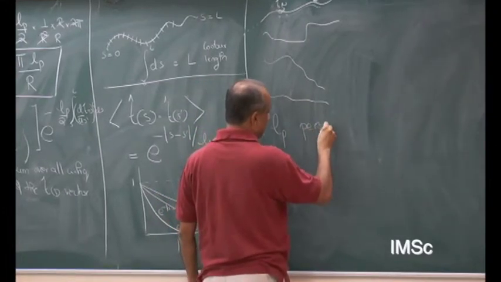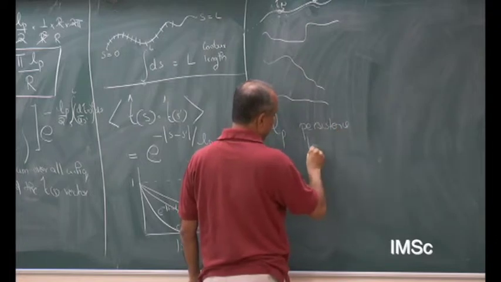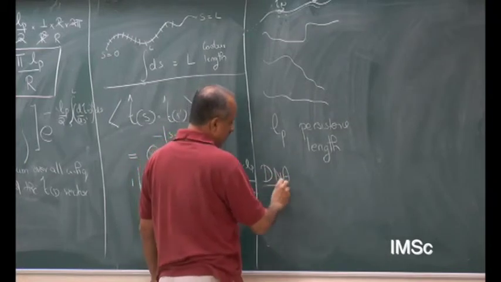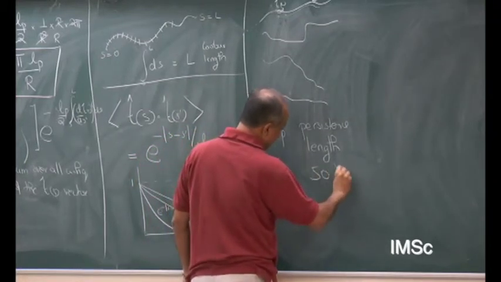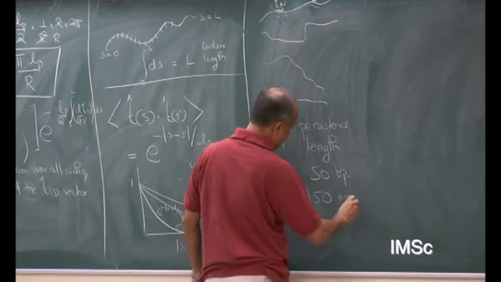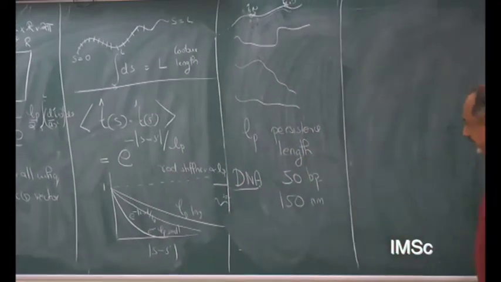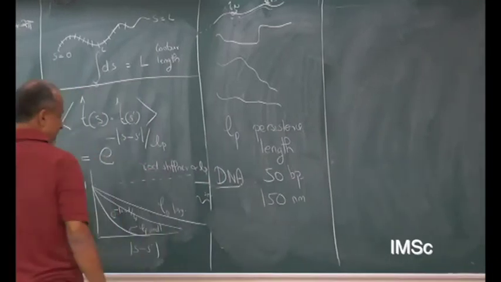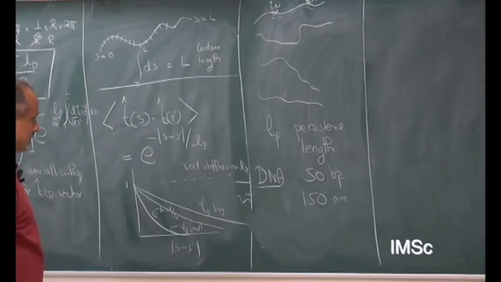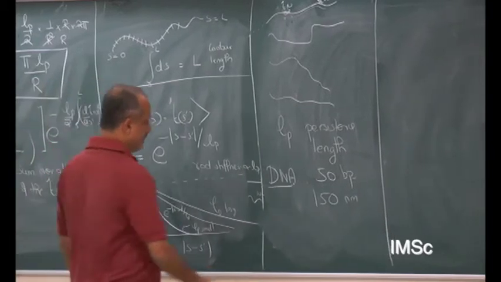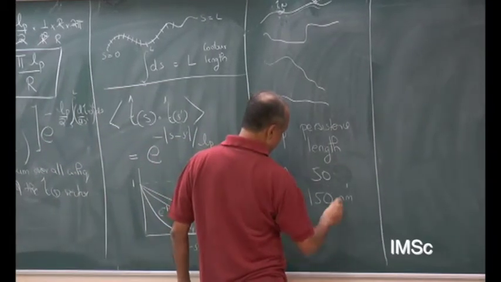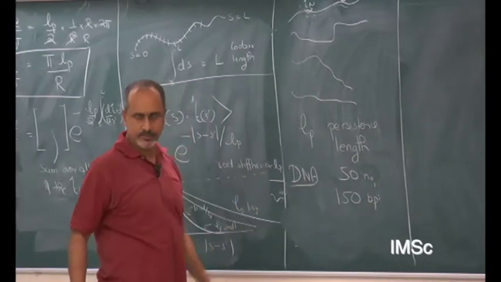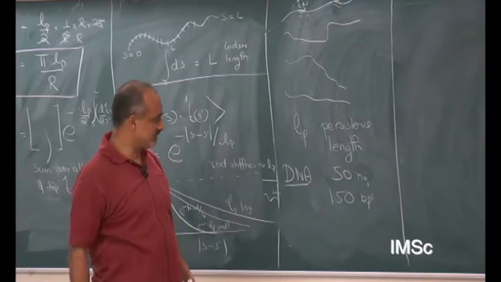And we might come across this persistence length again. For DNA, the persistence length is about 50 base pairs or 150 nanometers, if I remember. I think that's right, yeah. Or is it the other way around? I think this is the right way of saying it. And I'll have to check this. I don't remember what this value is.